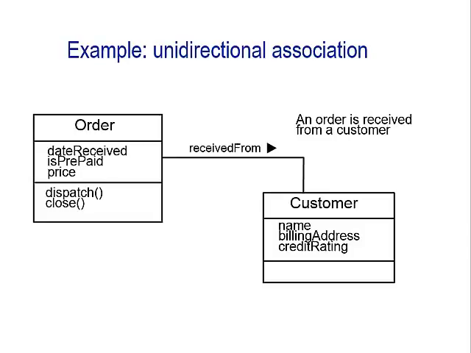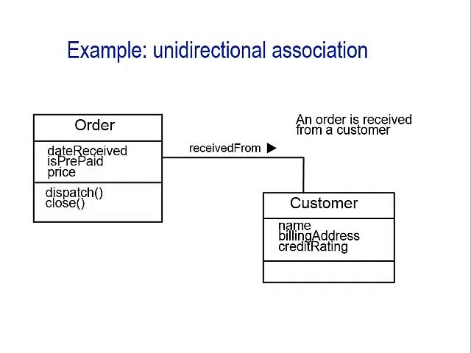Here you can see that the association between order and customer is unidirectional. You can see that by means of the arrow received from. An order is received from a customer. So here, by indicating this arrow in our class diagram, we are indicating that we will always navigate from order to customer.